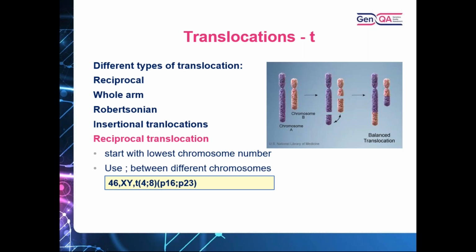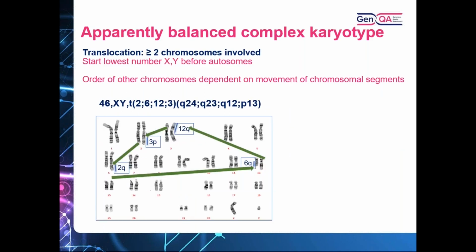So with reciprocal translocations and with the others, you start with the lowest chromosome number first, and then you use a semicolon between the different chromosomes. So in this particular case, you start with chromosome 4, it's gone on to chromosome 8, and of course it's a reciprocal back from 8 to 4, and the breakpoints are 4p16 and 8p23, and as I say, there's a semicolon between both.